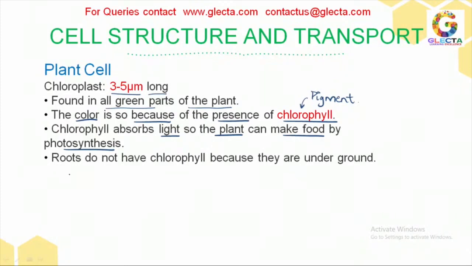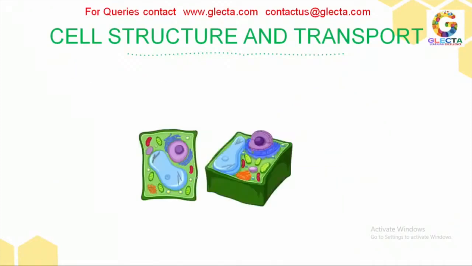Now your roots are present underground and they're not exposed to any kind of light. But if you take them out, you can see that the color of the roots is usually brownish. So the roots will never have chlorophyll because they are underground and are not exposed to any kind of light. So they don't have any pigment, which is chlorophyll. Therefore, they're not capable of performing photosynthesis.